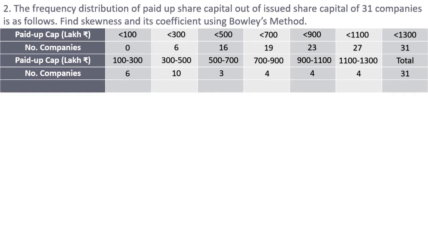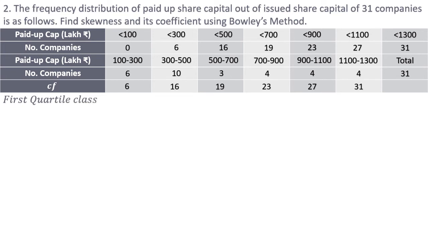Finally, because we are calculating Bowley's coefficient of skewness, we need to calculate the cumulative frequency. The first cumulative frequency will be 6 plus 10, 16 plus 3, 19, then 23, 27, 31. You can see that these are the similar frequencies from the above row, which was the given frequency in the question. Just the 0 has been omitted. But don't worry, you just follow what I have told you right now, else you may get confused.